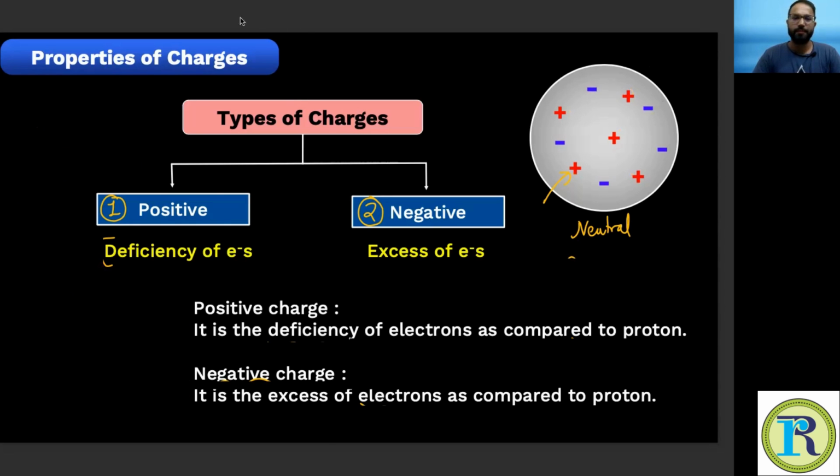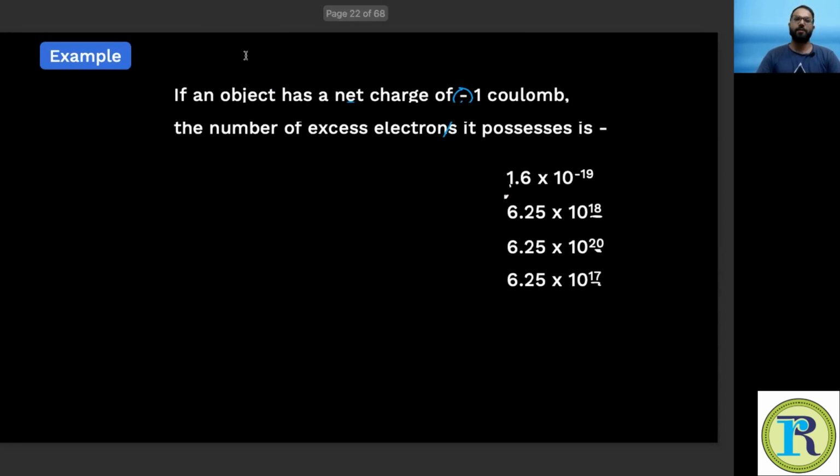Now let's move forward. You can note down these points. Now let's try a couple of questions based on this concept. The first question is, if an object has a net charge of -1 coulomb, then the number of excess electrons it possesses is: option A, B, C, and D. Let's try this question. Let me give one hint also.